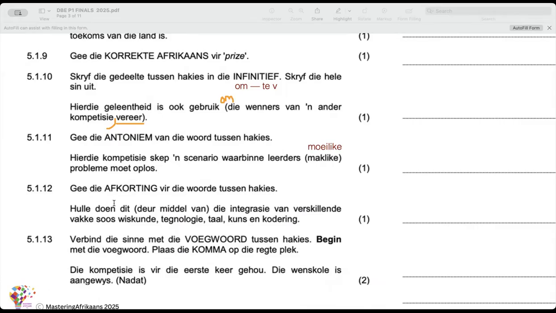Afkortings, those you need to learn. It's easy if they give you the separate words here. You usually take the first letter. So it's D dot M dot V dot. When you have multiple words with an abbreviation, the dot goes in between to indicate a separate word, and you always have a full stop at the end.